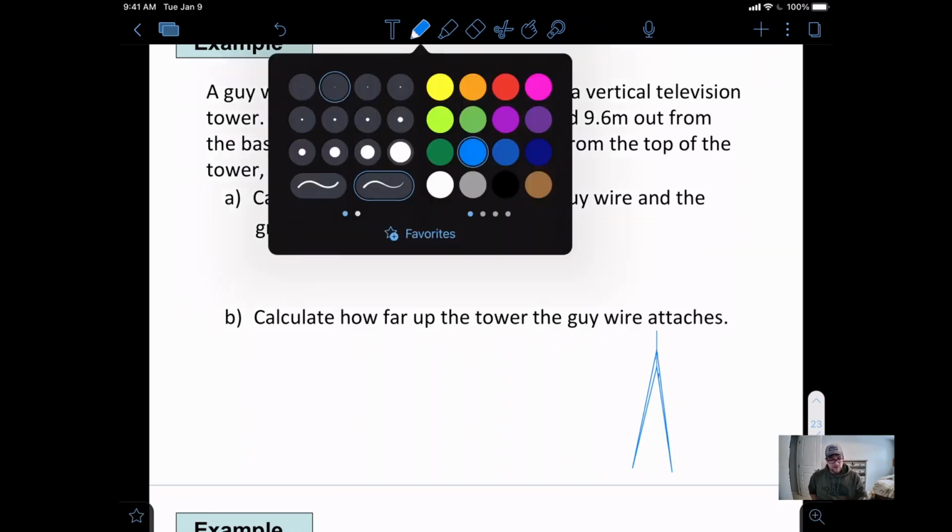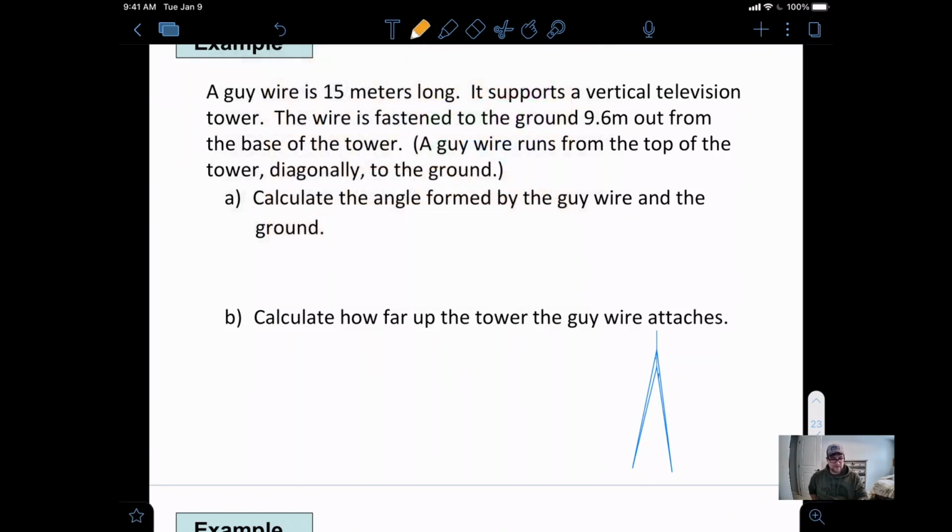Now this tower has a guy wire attached to it, and a guy wire, it tells us, runs from the top of the tower diagonally to the ground. So our guy wire comes down like so. Now I'm actually going to change my tower. I don't like it anymore. I'm just going to make my tower just kind of go straight up and down like this. This is my tower. This is my guy wire.